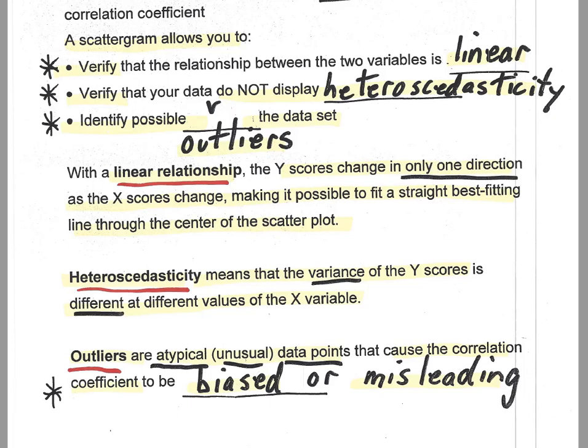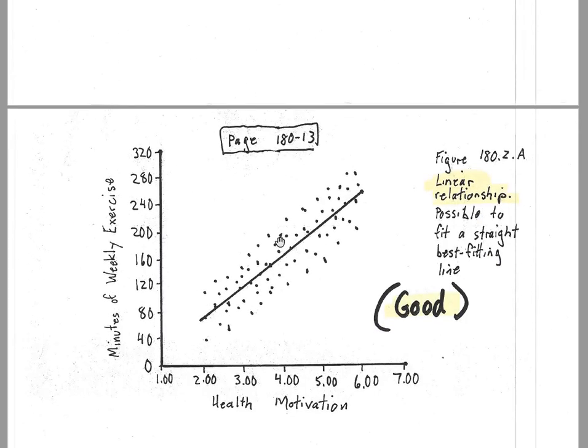What does he mean by that? The y-scores change in only one direction as the x-scores change. Now, again, back on page 180-13, the y-scores change in only one direction as the x-scores change. As the x-scores increase, as the x-scores go up, the y-scores change in only one direction. They only go up. As the x-scores go up, the y-scores only go up.